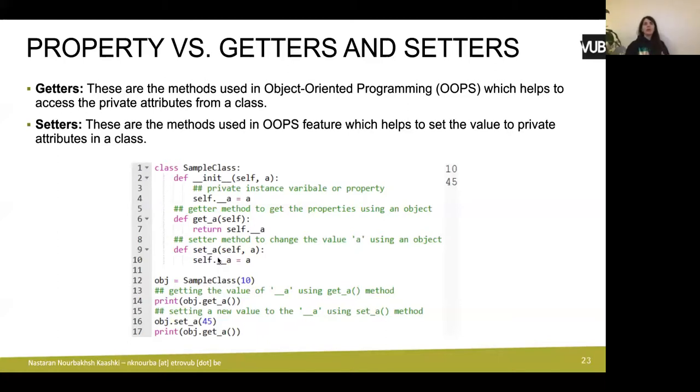Or you may want to add some conditions while you are writing a setter or while you are writing a getter. For example, you may want to add some other value to the setter function. If, for example, you may want to change A while you are writing this private instance variable. So when you have some conditions, then it makes sense to have getter and setter.